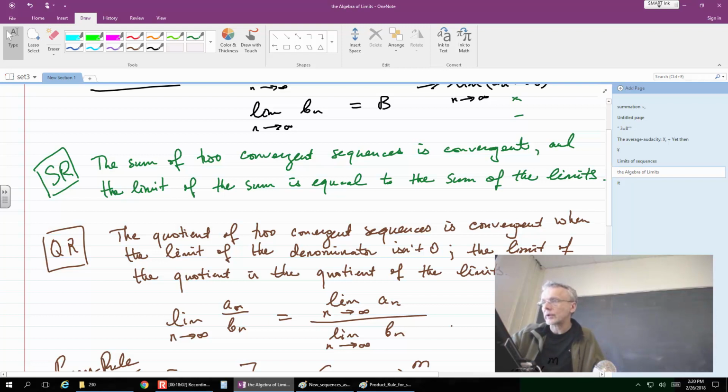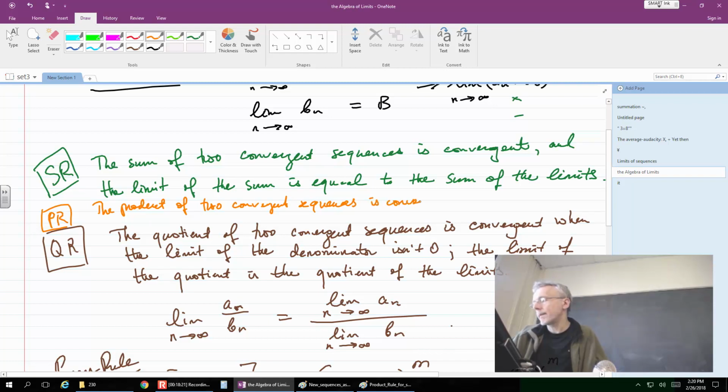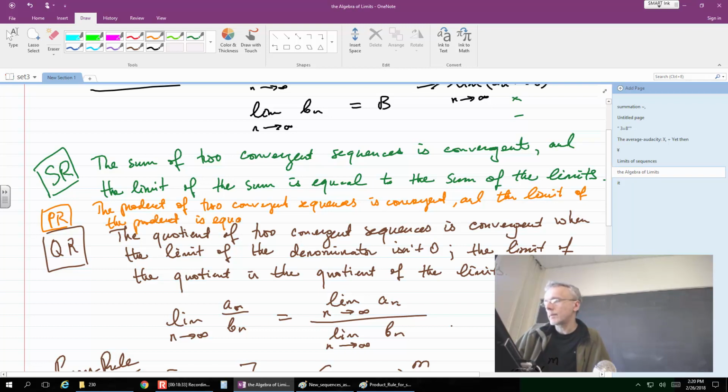Okay, so it is entirely similar to these two properties that I have. So I will just insert it here. Product rule. So the product rule says the same thing, that the product of two convergent sequences is convergent, and the limit of the product is equal to the product of the limits.